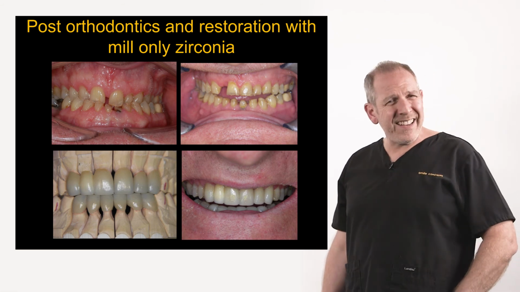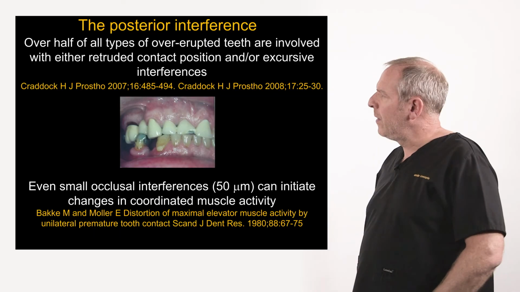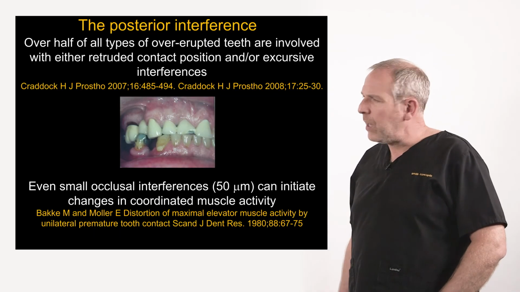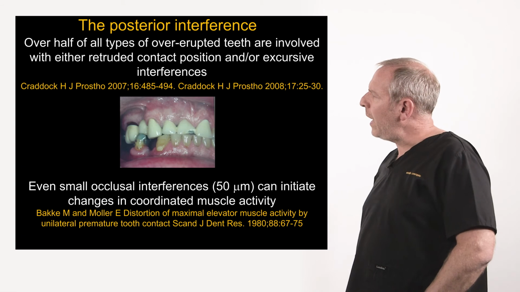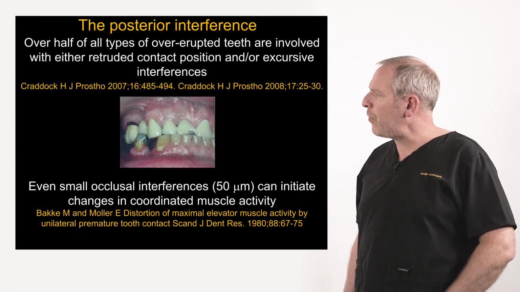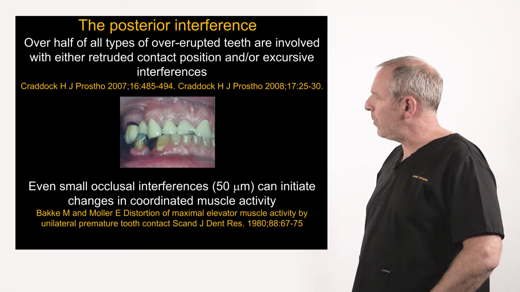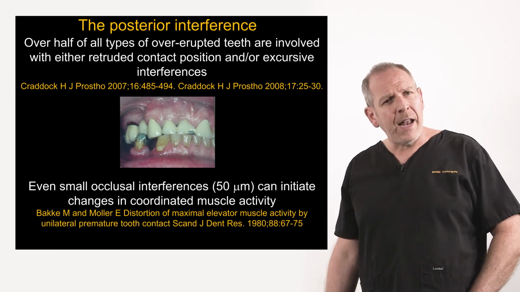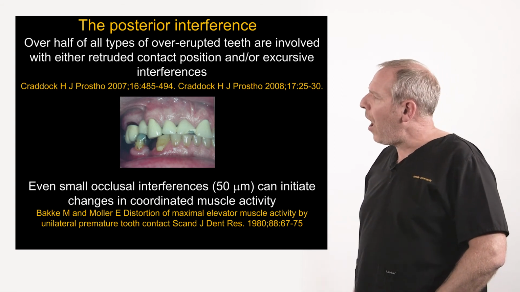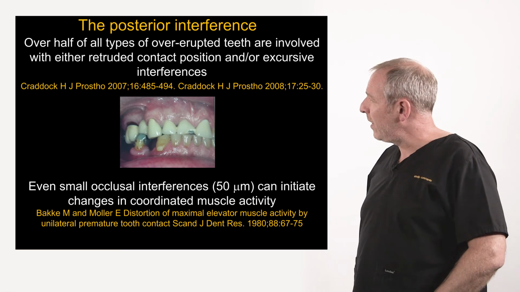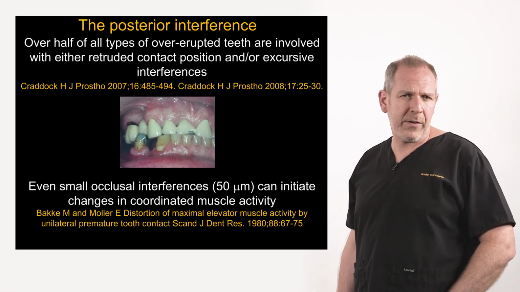Let's not go into this in detail because this is a more controversial area, but certainly during your occlusal examination, look for the posterior interference. What is it likely to be? An over-erupted or tilted tooth, where there's a missing tooth, things will have moved. And there's plenty of evidence now, and Helen Craddock did a lot of work that was published back in 2007 and 2008. And look at this interesting fact, over half of all types of over-erupted teeth are either a retruded contact and or an excursive interference.